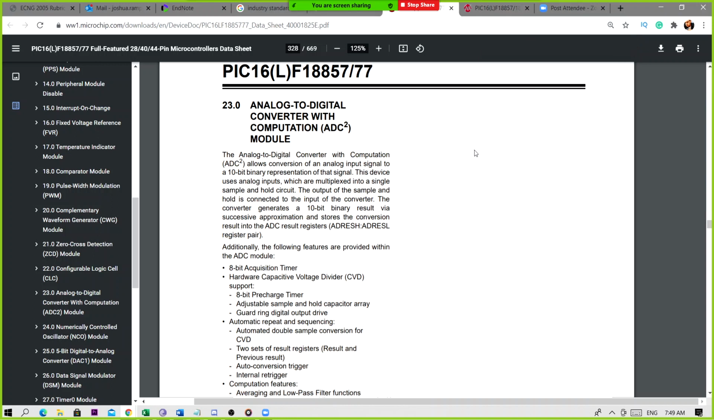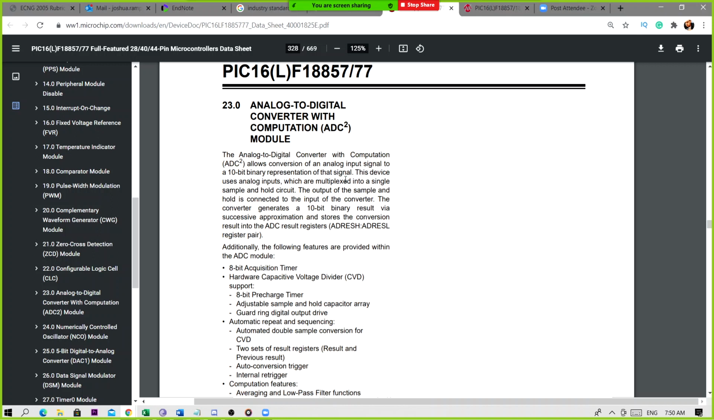I also read it during the assignment week. But let's just read the first paragraph and then let's interpret what we read. The analog to digital converter with computation, ADC squared, allows conversion of an analog input signal to a 10-bit binary representation of that signal. All right. Any questions about that sentence? So whatever is the input, once it's high, it will return with a 10-bit binary representation.